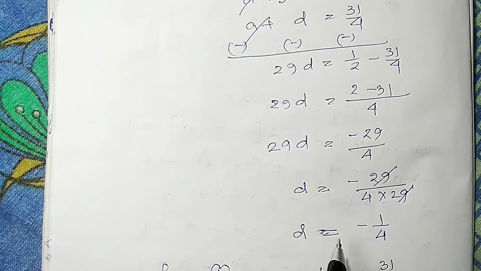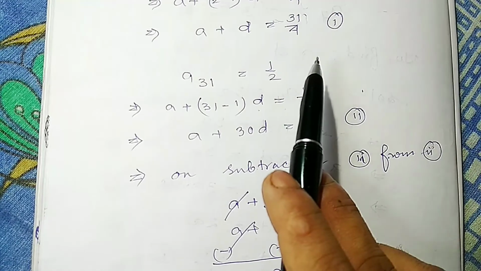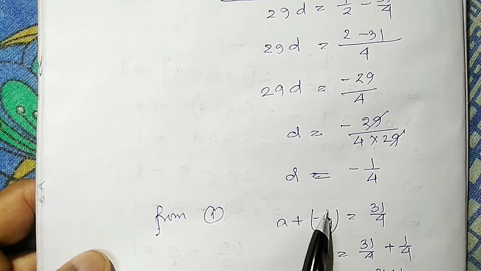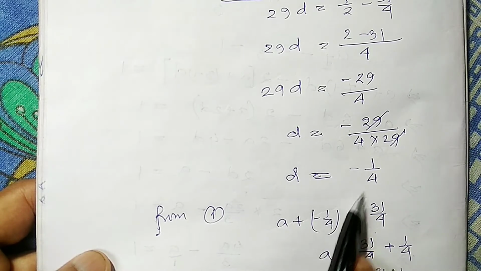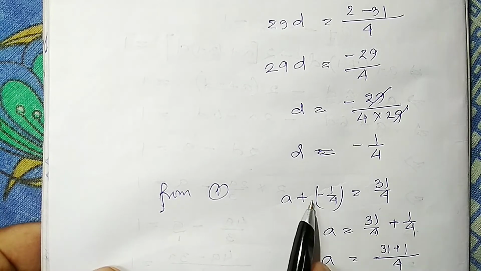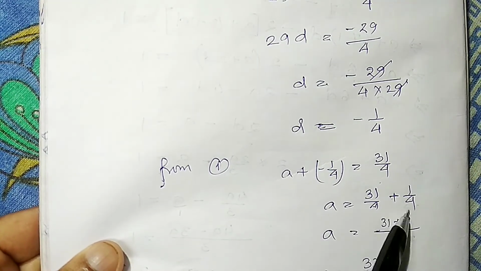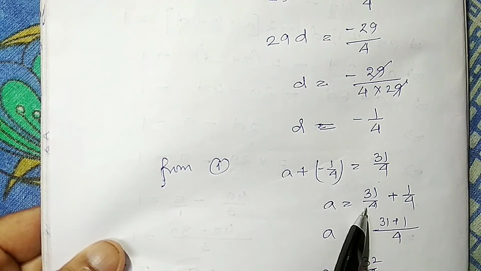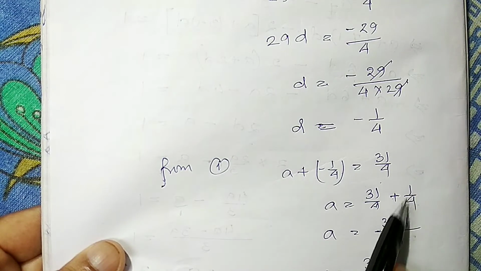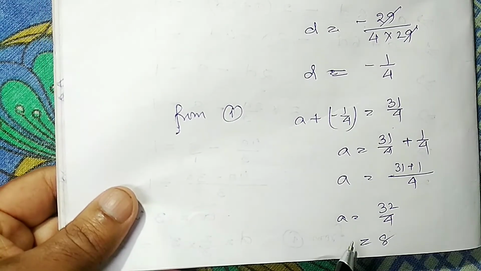Now if we replace this value of d in equation number 1 or 2, we are placing it in 1. So a plus d here is 31 by 4, and we have replaced the value of d with minus 1 by 4. So a equals 31 by 4. This minus will become plus 1 by 4. So a equals, 4 will be the LCM. 4 by 4 is 1, 31, plus 4 divided by 4 is 1, 1 times 1 is 1. So a will be 32 by 4. If I cancel, I am going to get a equals 8.